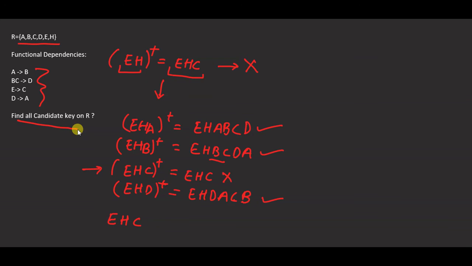Can we add B? No. Even if we add B, EHB was already a candidate key, and this will become a super key. So this is not a candidate key. Can we add C? No, C was already not. Can we add D? EHD was already a candidate key, so this is also not a candidate key. Any other possibility? No. So the number of candidate keys is 3, so 3 is the answer.